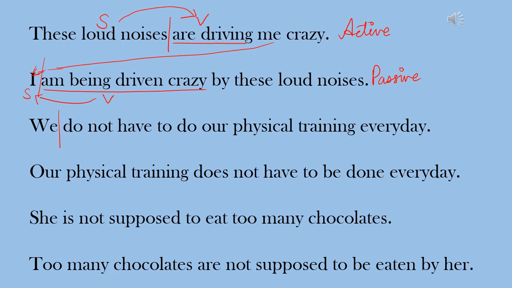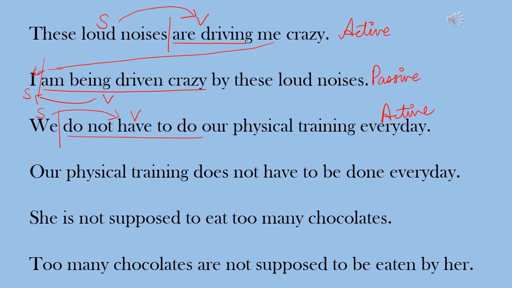We do not have to do our physical training every day. We is the subject. Do not have to do our physical training every day is the predicate. Do not have to do, that is the action of not doing. And it is being performed by the subject we. So we is the doer of the action of not doing. So the sentence is in the active voice.